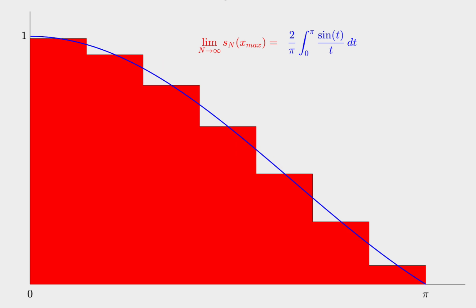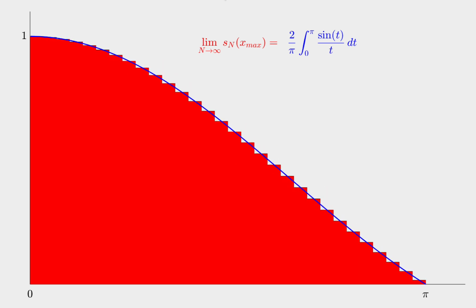And so if we let n go to infinity, we get that the limit as n goes to infinity of Sn of x max is exactly this scaling of the integral of sine of t over t from 0 to pi. In fact, it's actually not a bad approximation, right? For every part that we overestimate, there's a corresponding part of underestimation. We should get a fairly decent approximation. But the idea is that as n goes to infinity, we converge to this value.